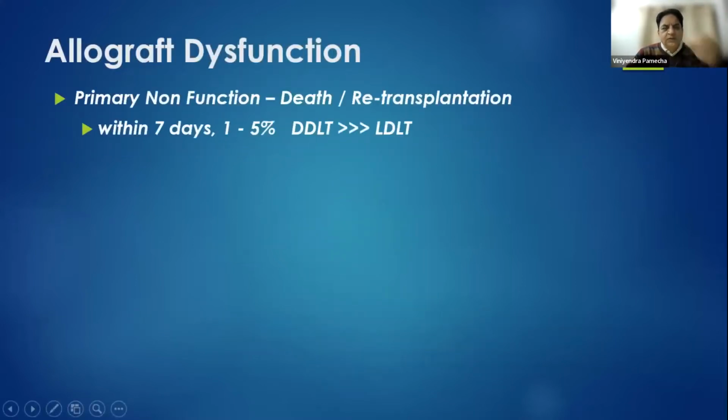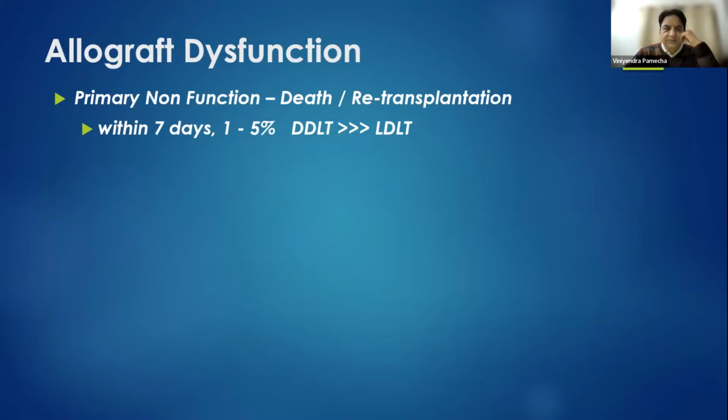Allograft dysfunction: if you start with primary non-function, which is basically when the graft doesn't really work, this happens within 7 days. Its incidence is about 1 to 5%. It is more common in the cadaveric setting than in live donor liver transplantation. You rarely see primary non-function in live donor liver transplantation because of the healthy grafts and the way this operation is done.